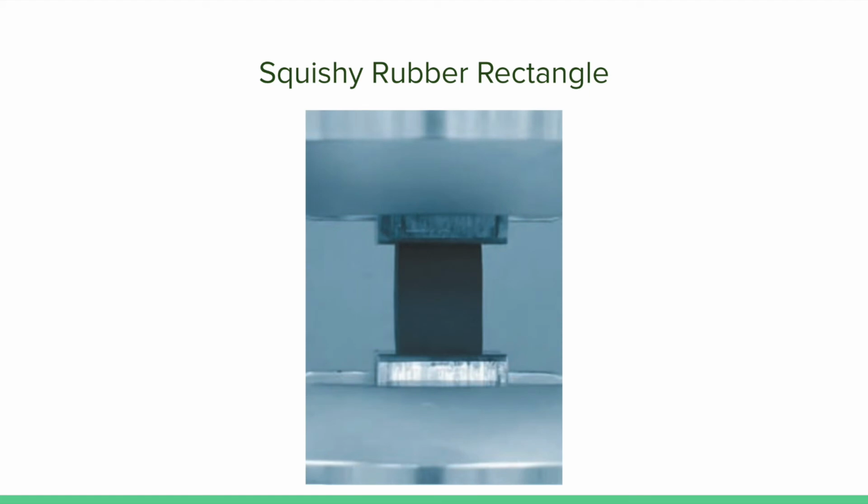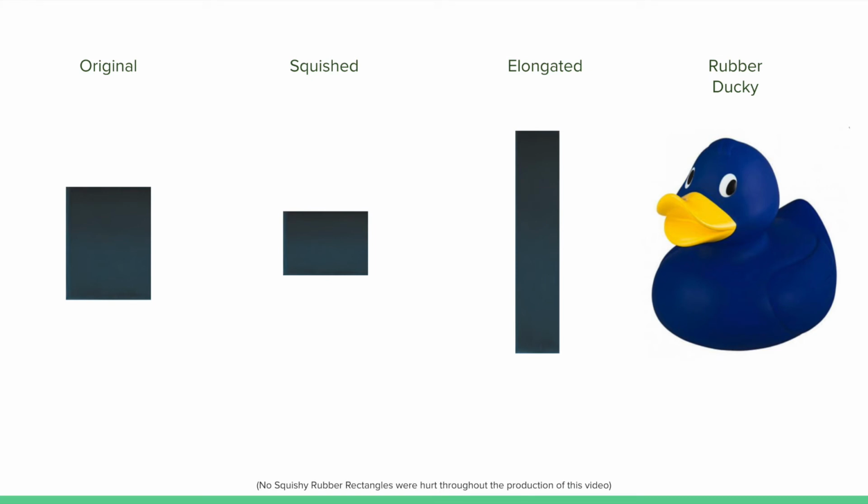Wait, you really thought that was it? You think I was just gonna show you some boring pictures? Of course not. I would never do that. Let me introduce you to squishy rubber rectangle. You see, by itself, it's just a regular rectangle. But just like other materials, it can be deformed. You can squish it, elongate it, and maybe even turn it into a duck. To be honest, I'm not sure about the last one.